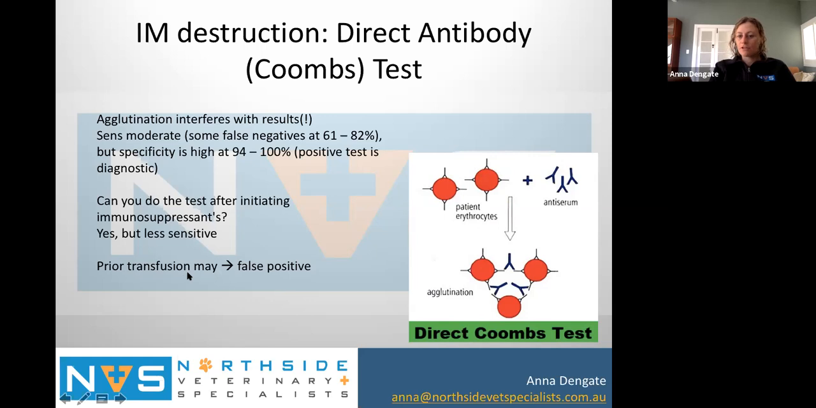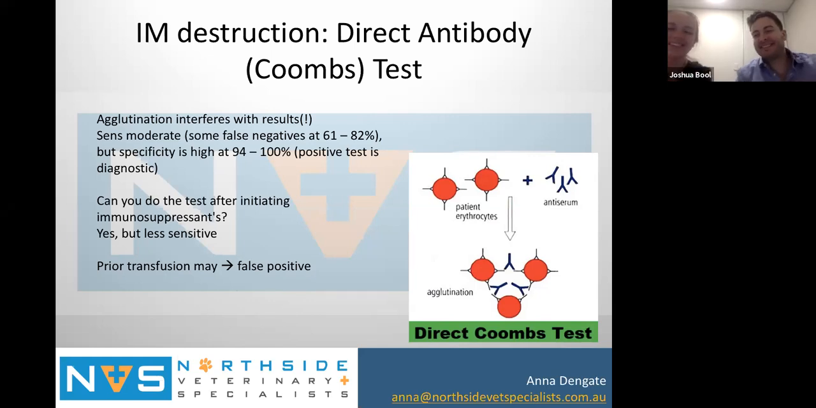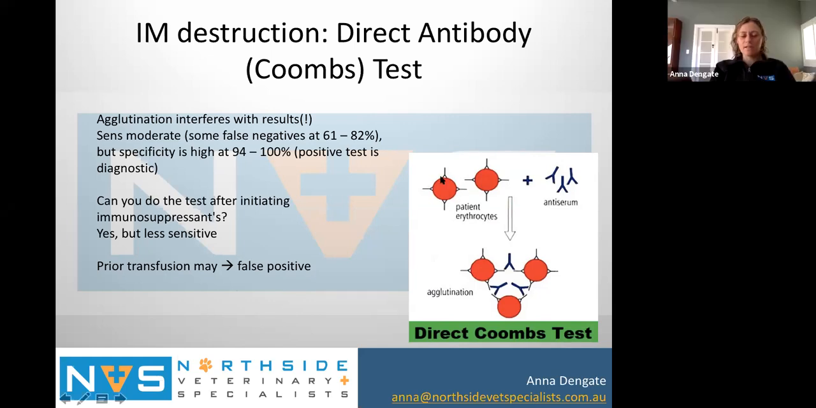If you've given a transfusion, your patient is likely to have formed antibodies to the transfused cells, even if they don't actually cause hemolysis. You're more likely to get a false positive, but that's a fairly appropriate immune response to transfusion. Do you guys want me to run through how the Coombs works or what we're actually testing? Yes, please. Okay. So I thought this picture is super simple and it's exactly how it is.